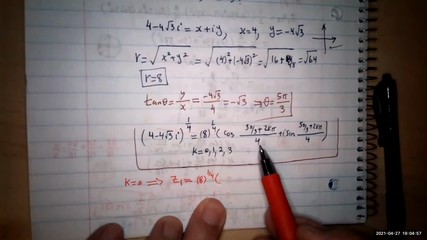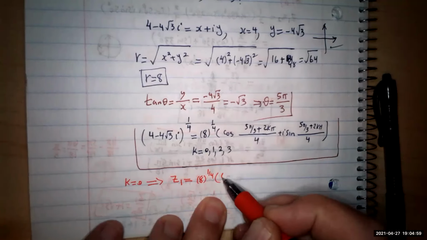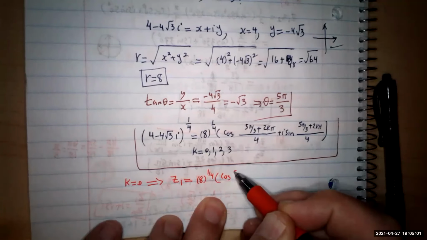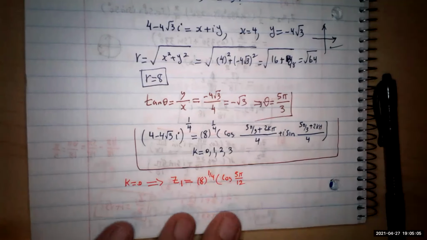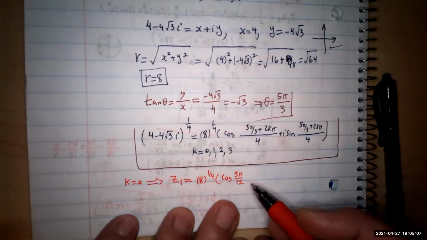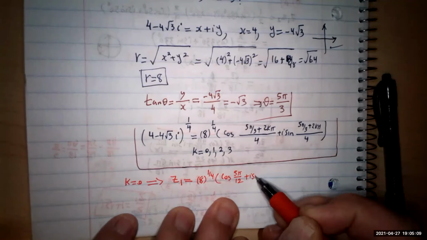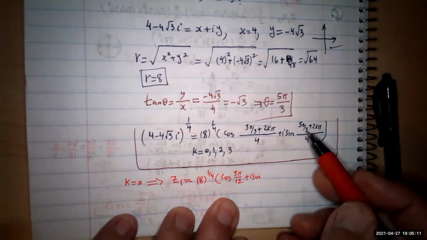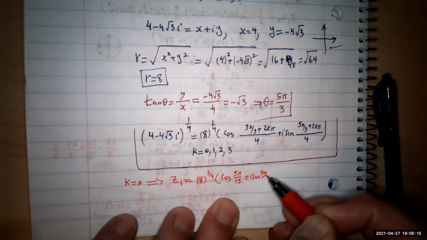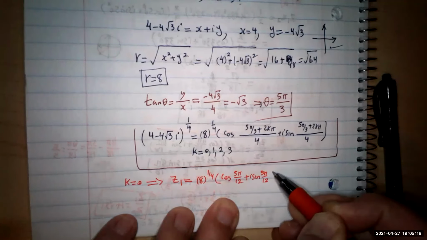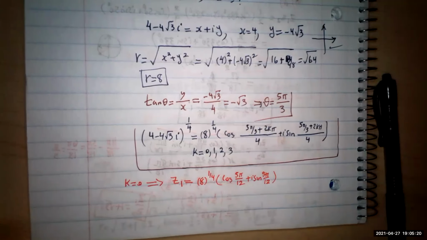Then you get 5π/3 divided by 4. So that makes it the cosine of 5π/12, plus i sine of 5π/12 again. This is going to be the case. This is going to be one of them.